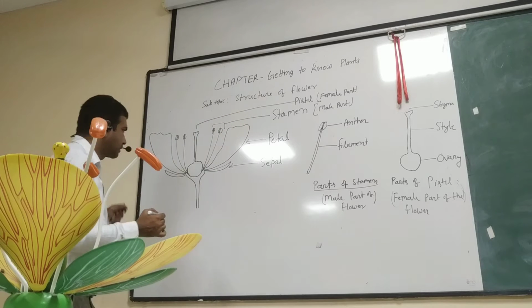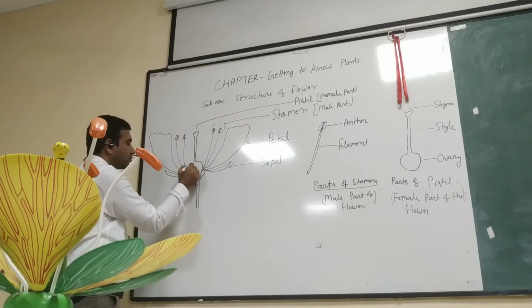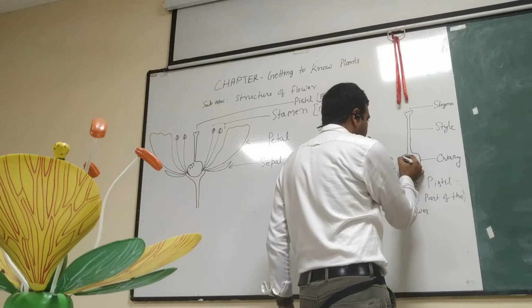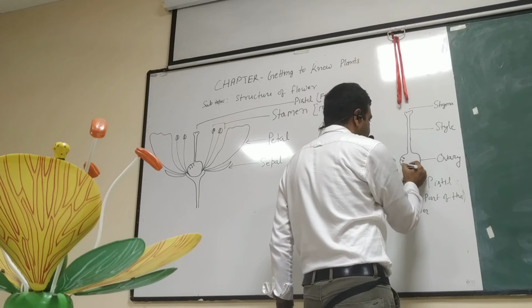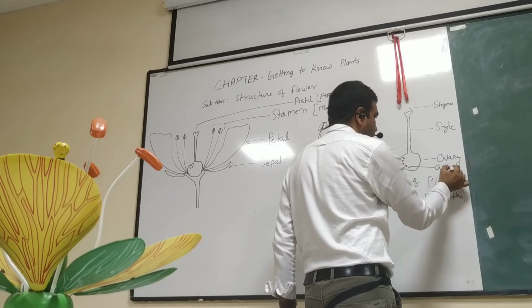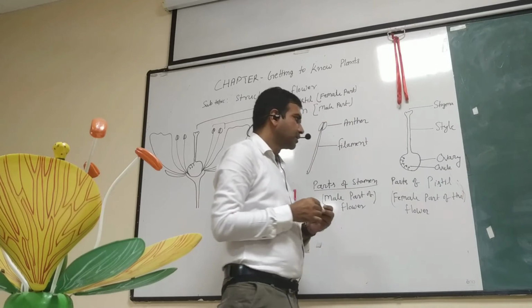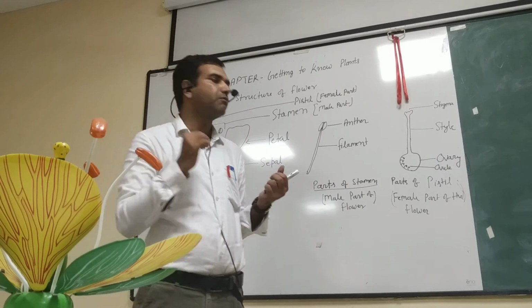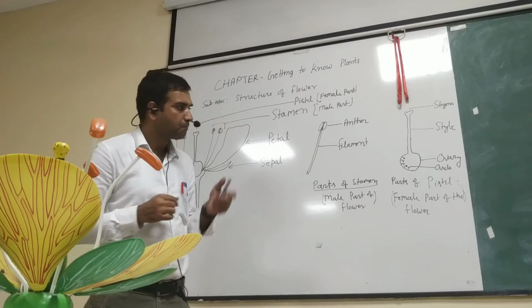In the central part, the ovary part, if you cut it, you will see a bead-like structure, and this structure is called ovule. This is ovule. This is the ovule which develops into the seed of the fruit.